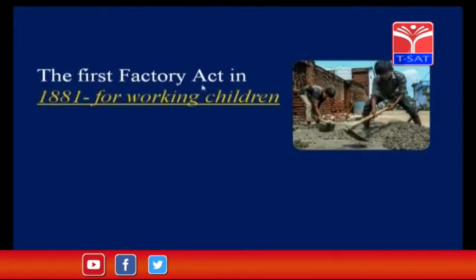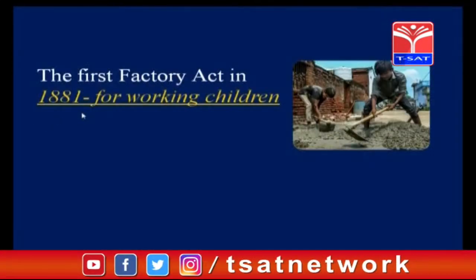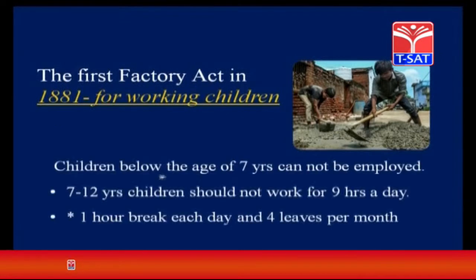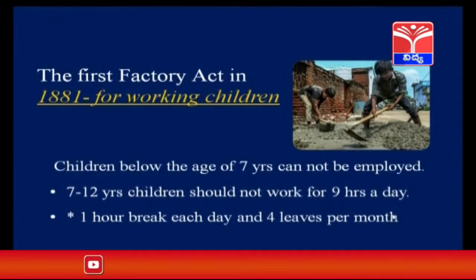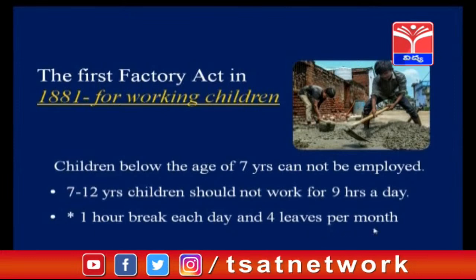The first Factory Act in 1881 was made for working children. Children below the age of 7 years cannot be employed. Children of 7 to 12 years should not work more than 9 hours a day, and a 1 hour break each day and 4 leaves per month should be given.